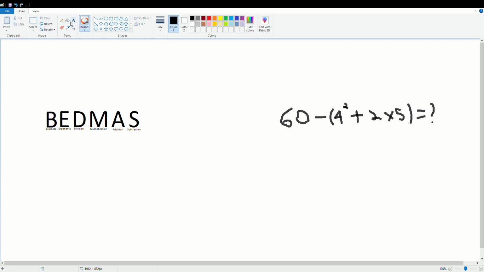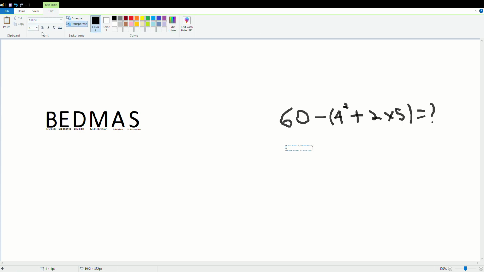and this is where I can switch to the keyboard for you guys, make it easier. Make it nice and big so you can see it. Is that big enough? Yep. E. I had to put an E for the cat. Shout out to the cat, by the way. But anyways, 60 minus bracket. So we do 4 squared.